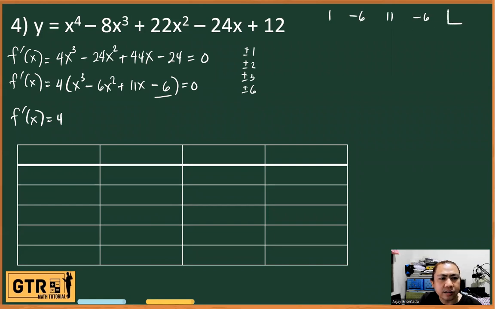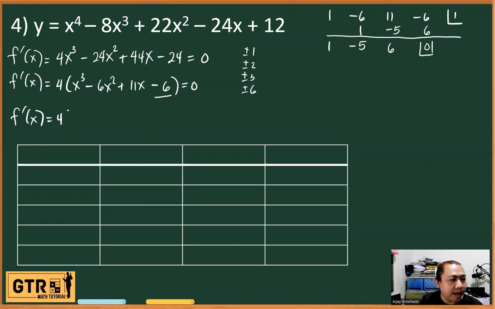So start tayo sa pinakamadali, syempre 1. Okay, so trial and error lang to. So we have 1 times 1, we have 1. Add negative 6 plus 1, negative 5. Negative 5 times 1, we have negative 5. Add 11 plus negative 5, that is equal to 6. 6 times 1, we have 6. So therefore, 0. Okay, 0 na siya.